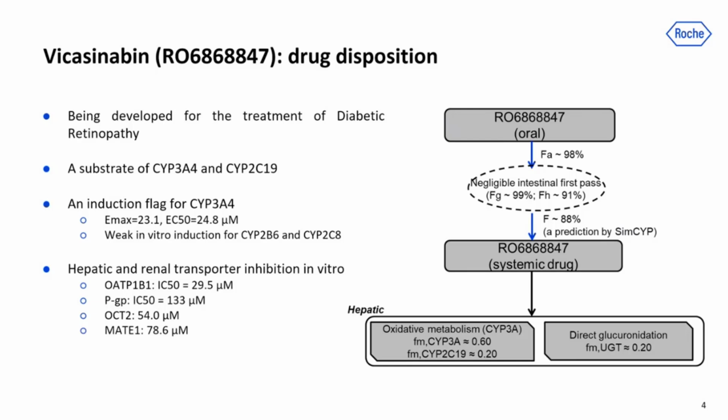This compound is also optimized to show moderate or low metabolic turnover. In that sense, we don't see much contribution of intestinal or hepatic extraction, and the predicted FG and FH numbers are quite high, resulting in high oral bioavailability. Once this compound gets into the systemic circulation, based on the in vitro data, we expect that it is eliminated by CYP enzymes and some UGTs, especially with CYP3A and 2C19 contributions expected. That means this compound is a dual substrate of CYP3A4 and CYP2C19.